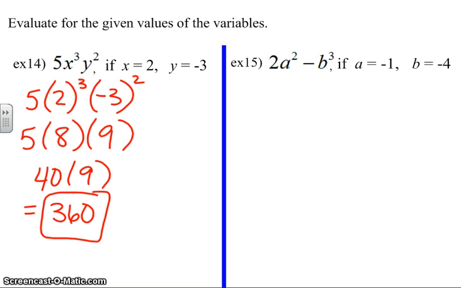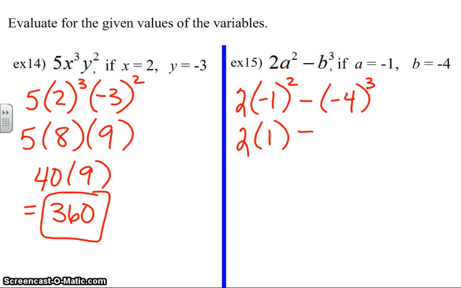Example 15, we're going to do the same thing. Substitute negative 1 for a, negative 4 for b, remembering to put these values in parentheses. So 2 times negative 1 in parentheses squared minus negative 4 in parentheses cubed. Following order of operations, exponents first. Negative 1 squared is just 1. Negative 4 cubed is negative 64.